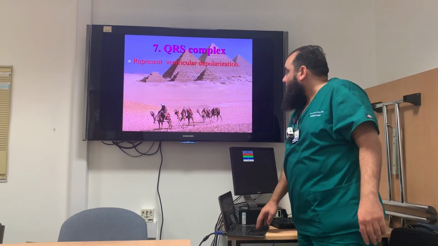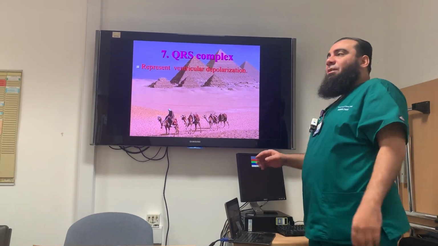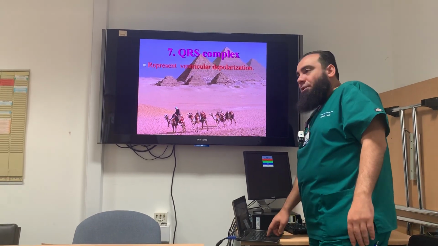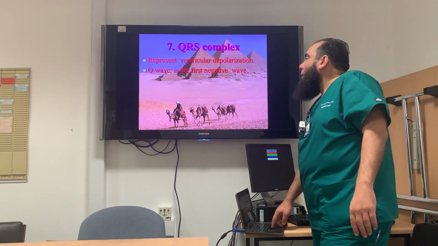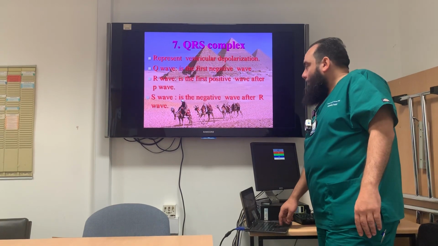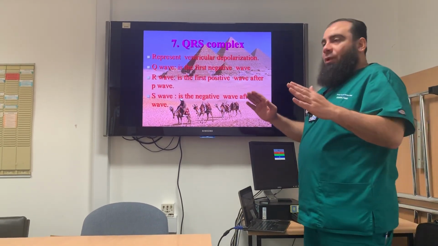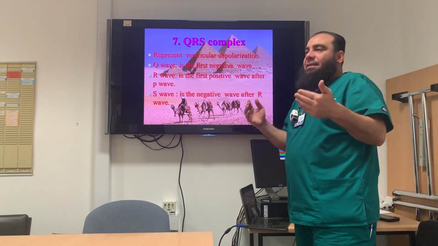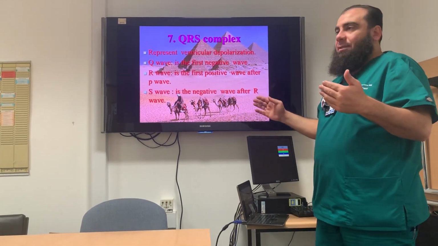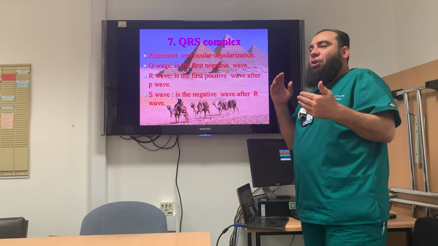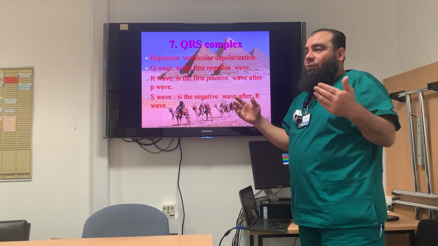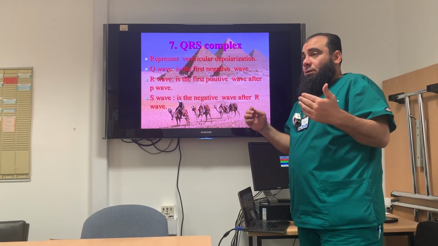So, the QRS complex. What does it represent? It represents ventricular depolarization, not the contraction. Again, it has three components: Q, R, and S. We don't usually see the three components in all the leads. You can sometimes have a Q, QR, RS, whatever. So what does it depend on?